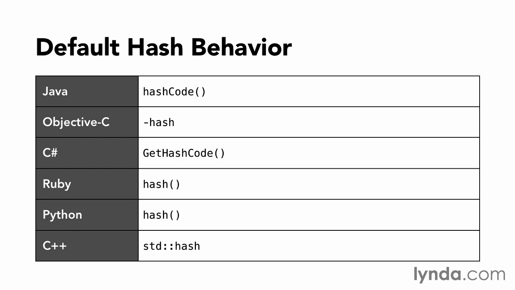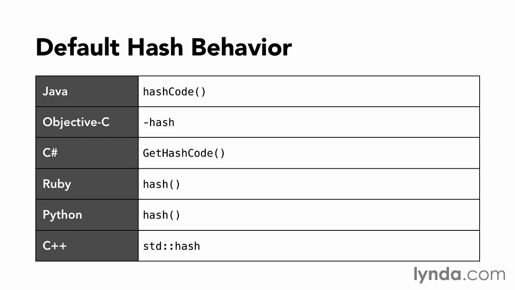So any classes you define and all the objects you create from those classes already have a default hashcode behavior that returns an integer. And likewise, all Objective-C objects have the hash method. It's part of the NSObject base class. And all .NET objects have getHashcode. All Python objects have a hash method. All Ruby objects have a hash method.